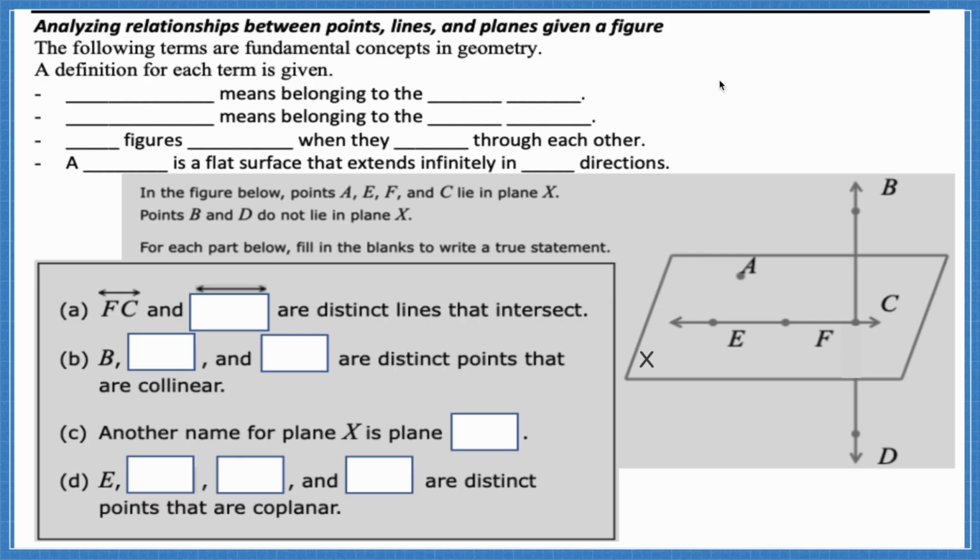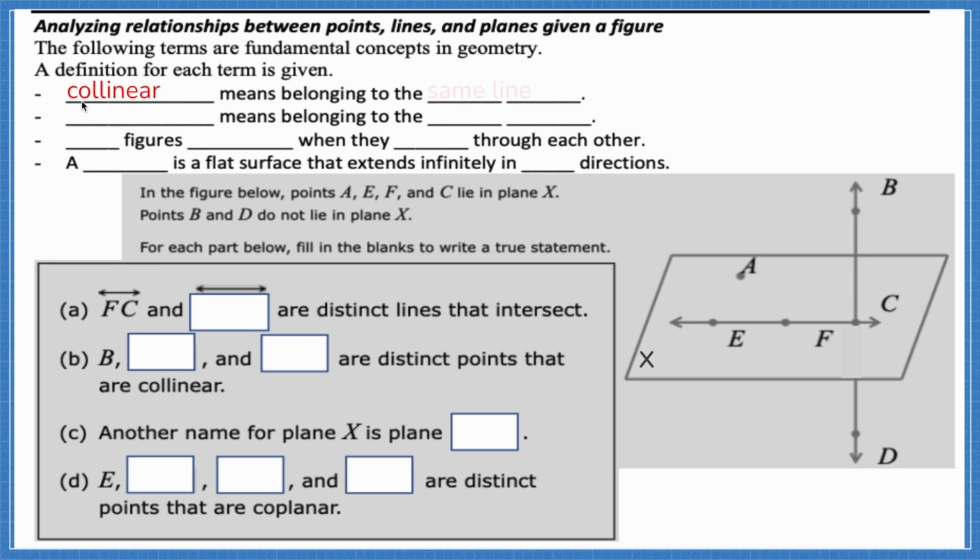All right, so we're going to continue with our definitions for geometry. So we're analyzing relationships between points, lines, and planes in a given figure. They're going to give us a figure, and we need to decide or answer questions based on that figure. The following terms are fundamental concepts in geometry. Again, fundamental meaning we need to know these.